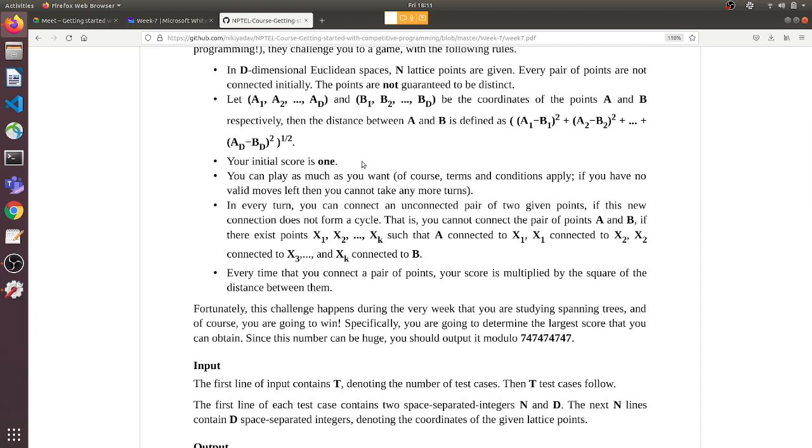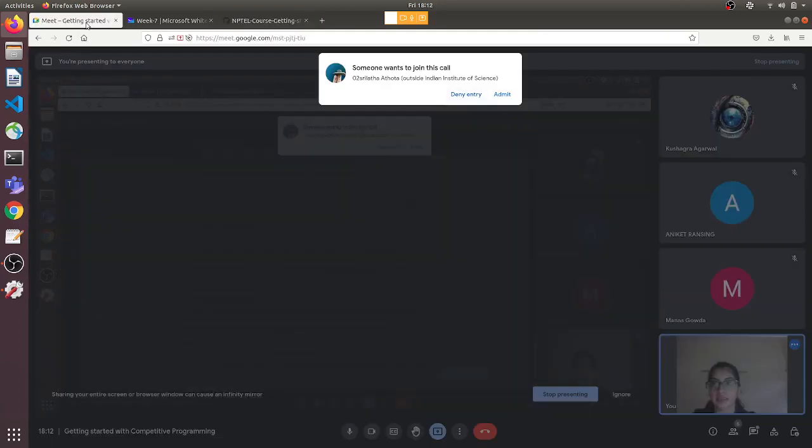Initially your score is given as 1, and your target is to connect as many points as possible. The condition is that there should not be a cycle, and every time you connect a pair of points, your score is multiplied by the square of the distance between them. So you have to maximize the multiplication of the distances of the points that you connect with each other.